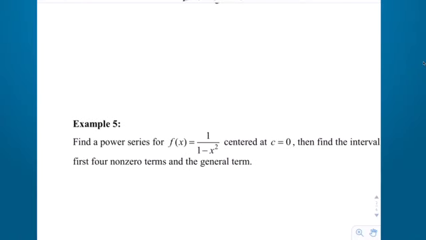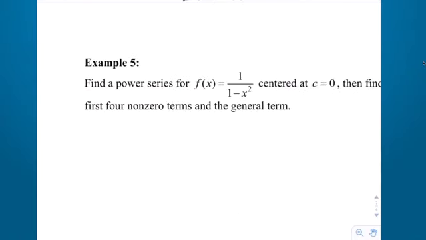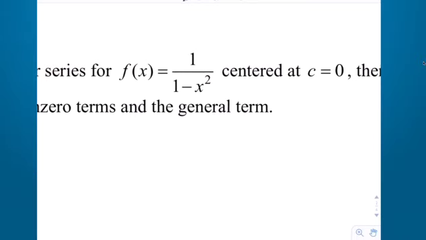Okay, let's look at this one. How are you going to do this one? Let's just talk about it. We'll save some time. How are you going to find a power series for 1 over 1 minus x squared centered at 0?